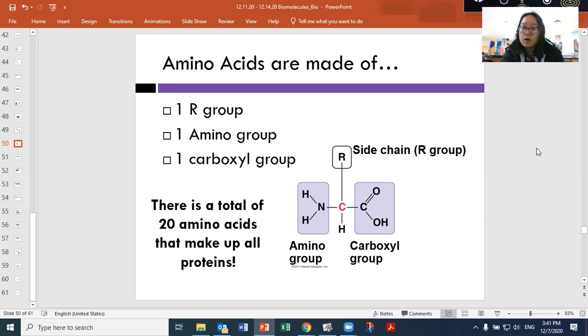Because some of these are hydrophobic, some of them are hydrophilic, some of them are acidic, some of them are basic, and there are a total of 20 kinds of amino acids that make up all proteins. So you can have any length of any number of amino acids linked together, and you can have them in any organization with any amount of repetition. So there are unlimited versions of proteins.